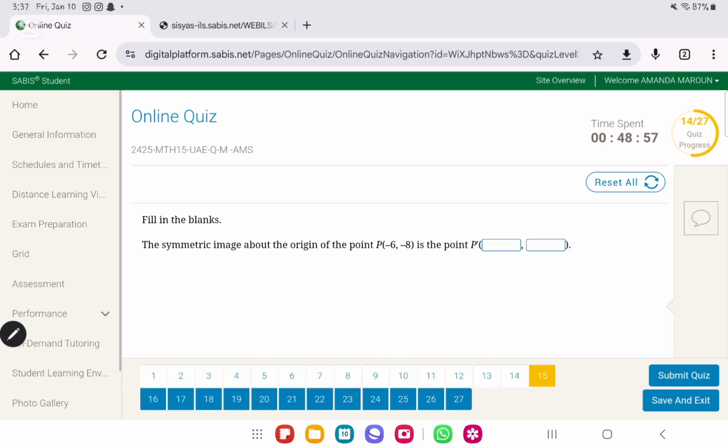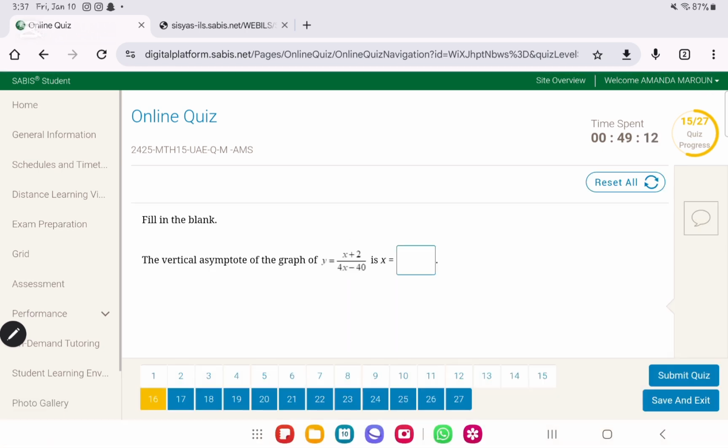Moving on to question number 15. If we are talking symmetric about the origin, that means it is odd. And if it is odd, both x and y change. So that means minus 6 will change to 6 and minus 8 will change to 8. Number 16. Okay, this is nice.